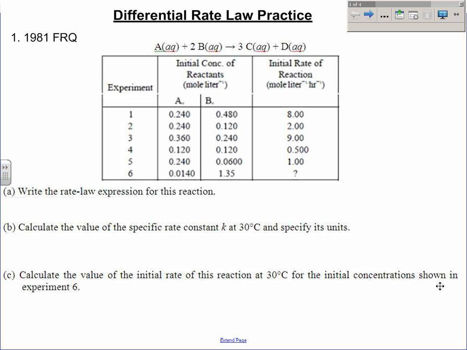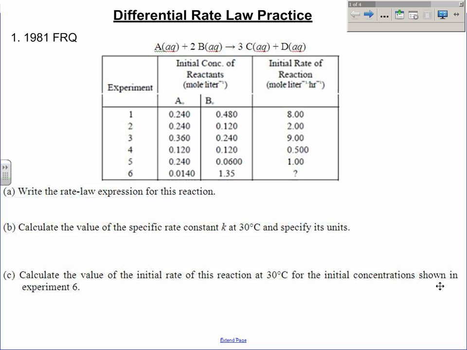Today's movie we will deal with differential rate law practice because one of the most important ways to help prepare yourself for material from kinetics is to practice it enough times till it becomes second nature. And differential rate law is the only type of data table that you'll see that includes concentration and rate data.